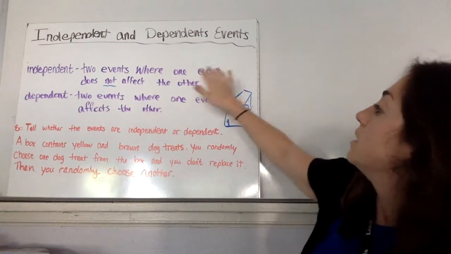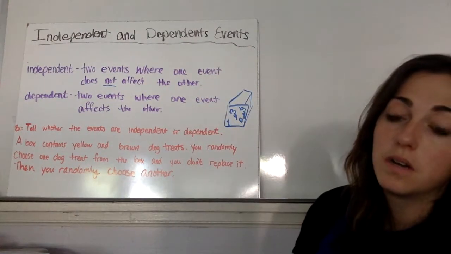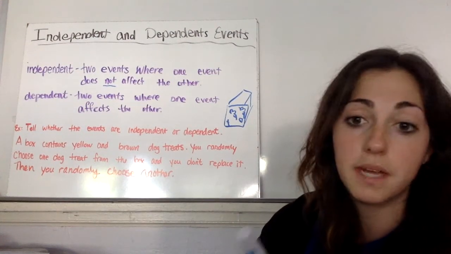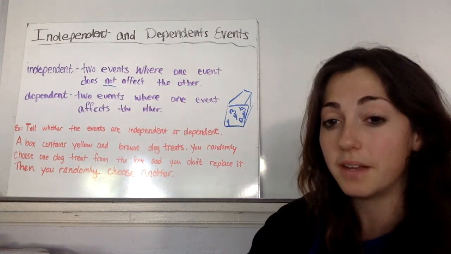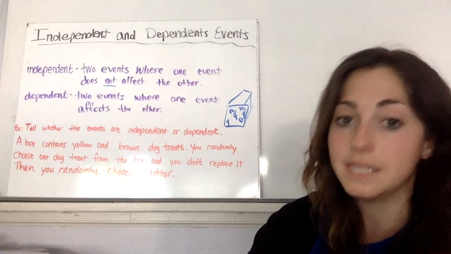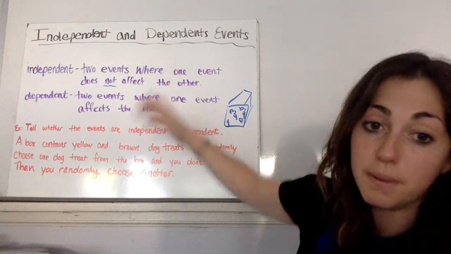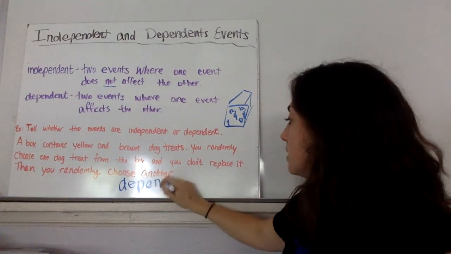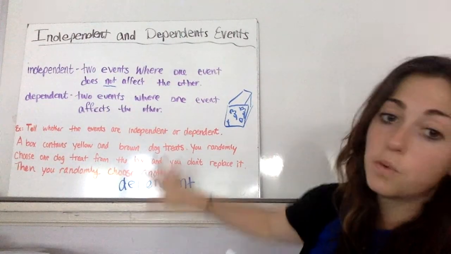You randomly choose one dog treat, you don't replace it, and then you choose another. So you want to think, did the first event impact the second event? At the first event, if there were 100 to start, then it would be however many over the 100. But for the second event, there's no longer 100. We took one out and didn't replace it, so it's a different denominator. Whenever it affects the other, it's dependent. And that's exactly what this is. Dependent.